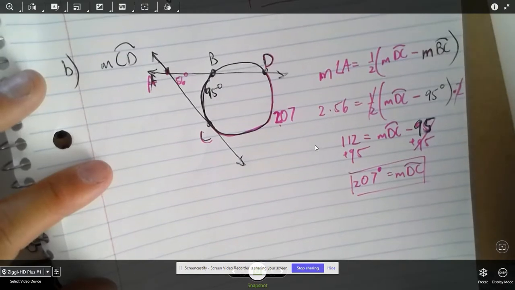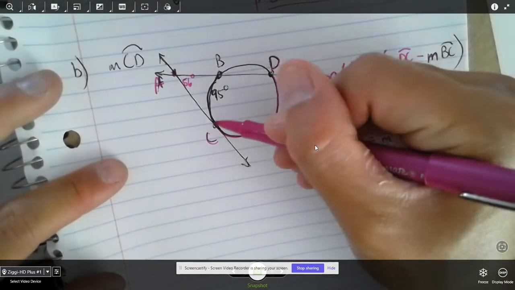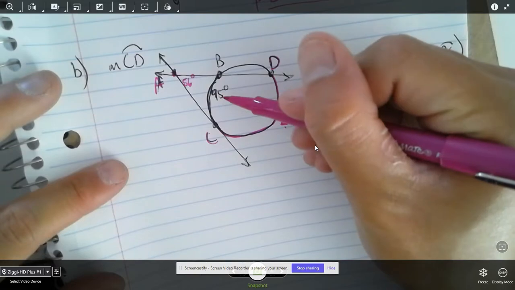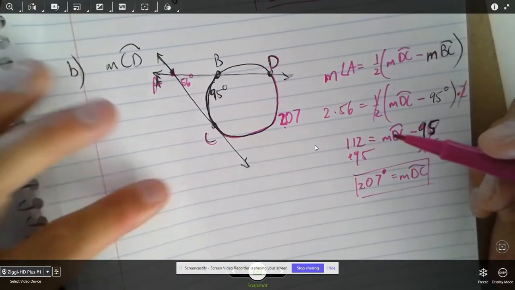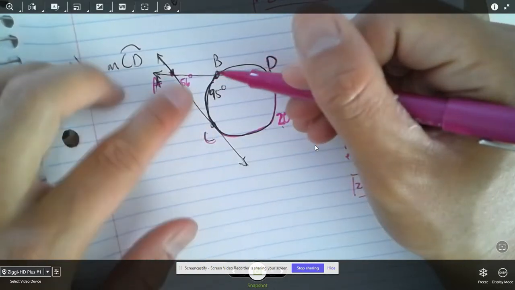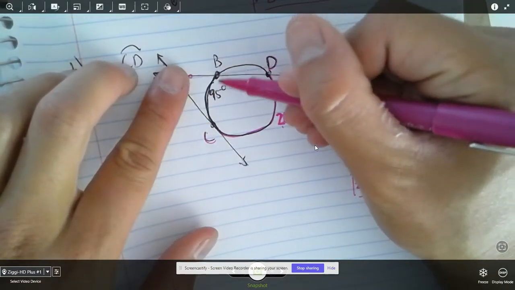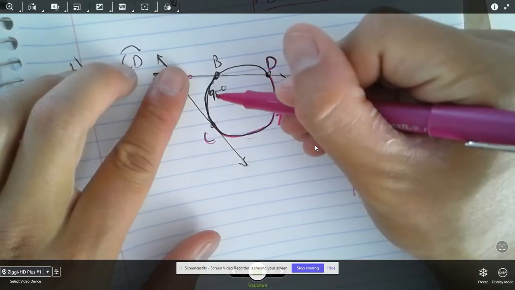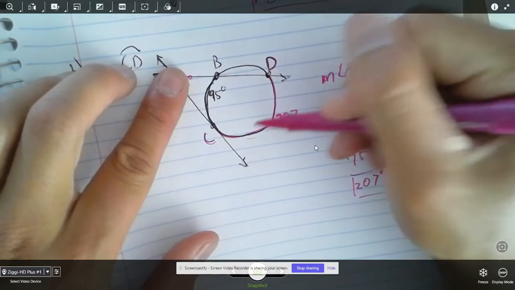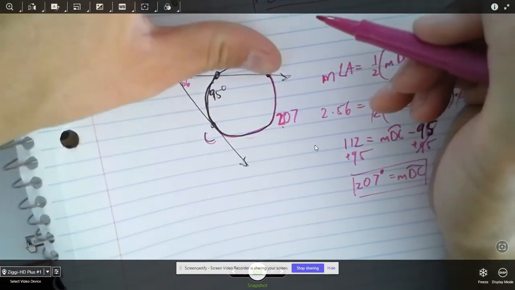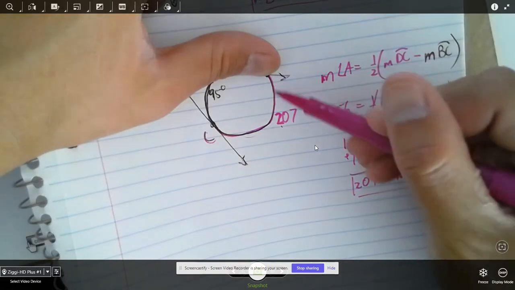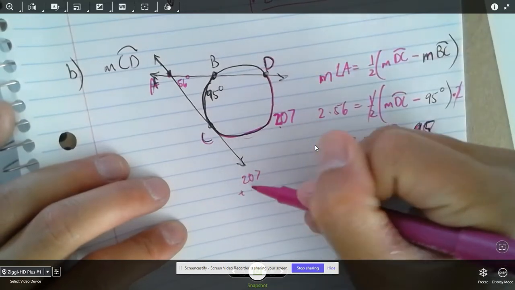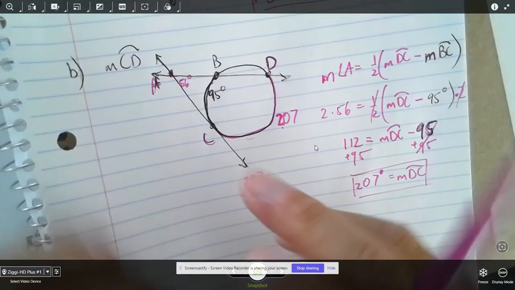Now, you might be asking, Mr. Wee, why didn't I just do the whole thing is 360? Why didn't I just do 360 minus 95? Well, be very careful, because what you would basically be solving for is 360 minus 95, which gives you this whole arc, B to D to C. But I wasn't asking for this whole arc, was I? In fact, I'm leaving out BD. So you have no choice but to use this method to find out this is 207. In fact, if you think that 207 belonged to this whole arc, you'd be wrong, because 207 plus 95 is not 360.